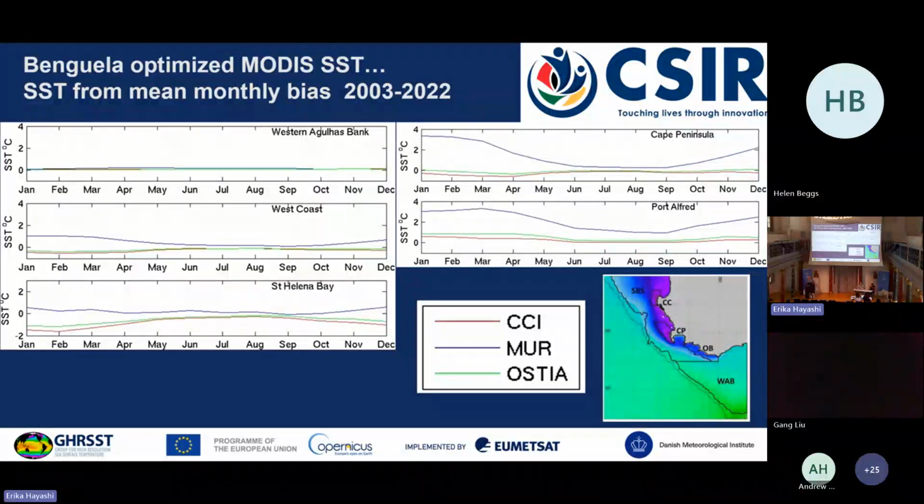This is the monthly bias. It just reaffirms what I've been saying and also showing spatially earlier, but this is at the locations, pointing out that at the most intense upwelling locations, there's the biggest difference between MIR and the rest of them. And within St. Helena Bay, it's less of an issue, although in St. Helena Bay, there is a cool bias both from CCI and also from OSTIA.